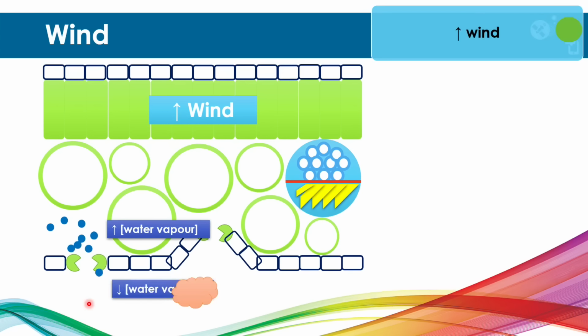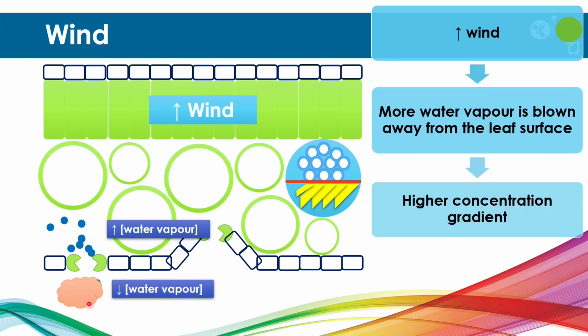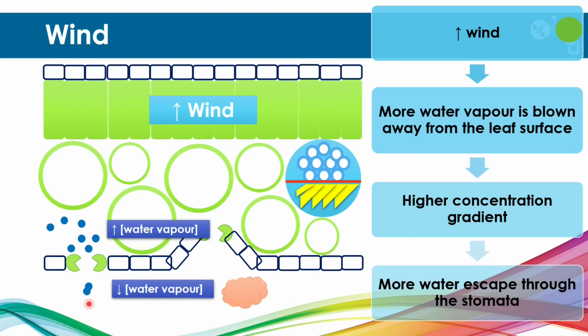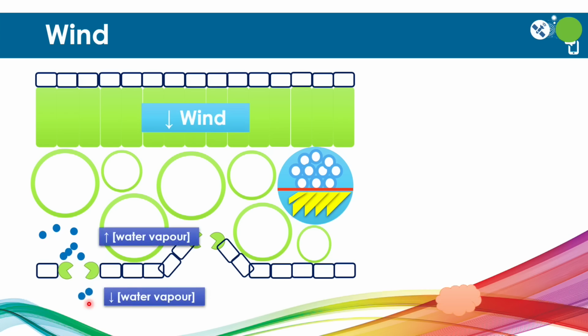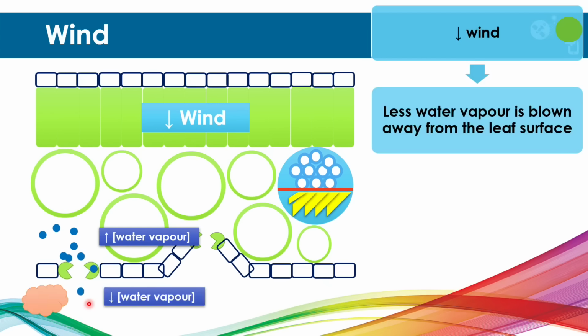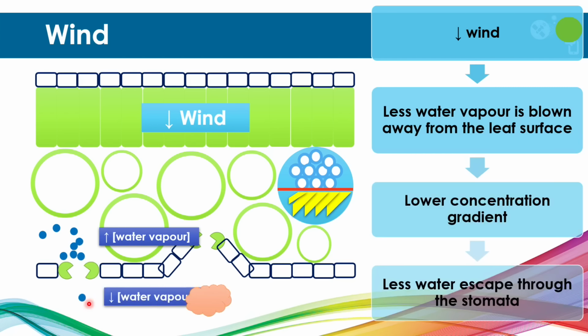Right, so just to run through it, an increase in wind means that our water vapor is being blown away from the leaf. This results in a higher concentration gradient of water vapor particles, and water escapes through the stomata. Now, when the wind is not blowing as fast, it's the exact opposite. So now the water concentration gradient's not going to be as high. So less water is going to be taken away. This lowers that concentration gradient, and less water is going to escape from our stomata.